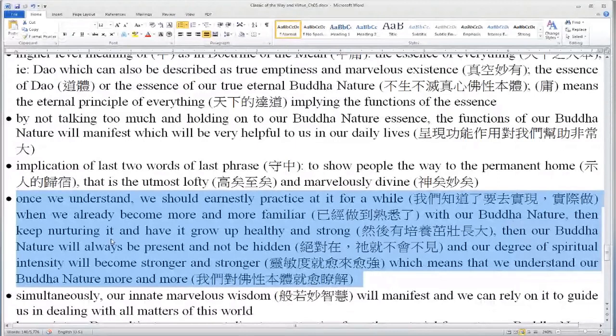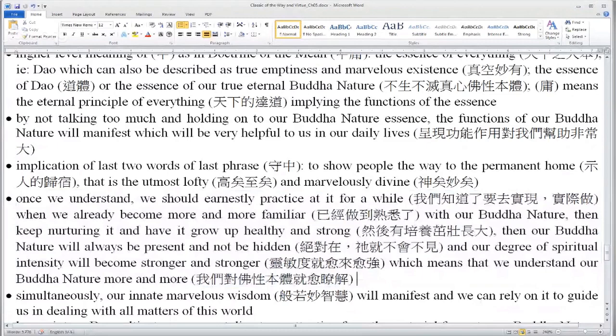Then by nurturing it and having it grow up healthy and strong, 然后有培养再壮长大, our Buddha nature will always be present and not be hidden, 绝对在, 它不会不见. And our degree of spiritual intensity will become stronger and stronger, 灵敏度就越来越强, which means that we understand our Buddha nature more and more, 就了解更多. So that's the practical aspect.